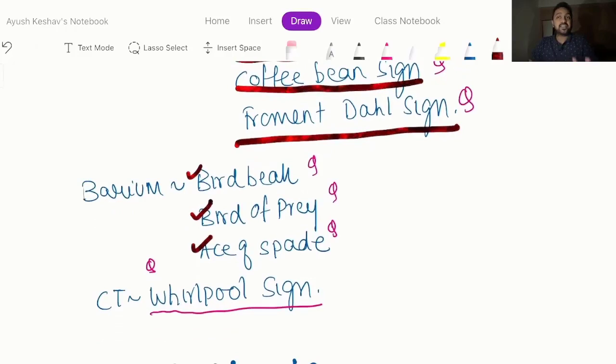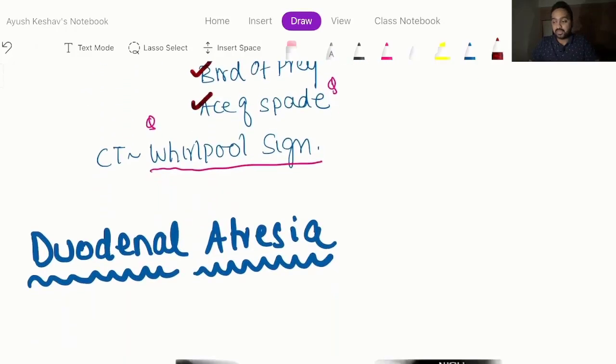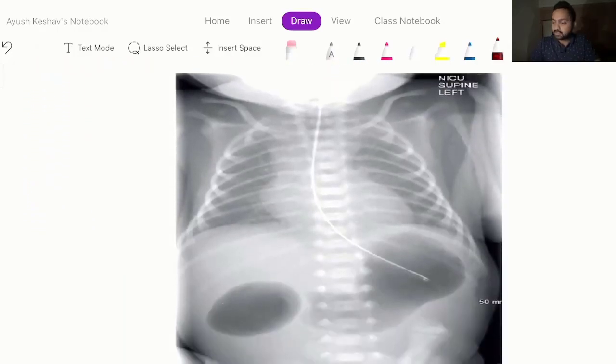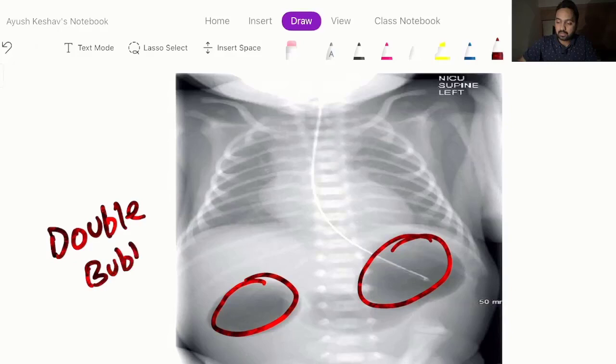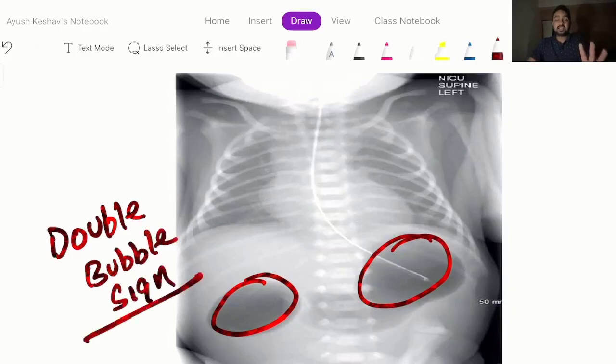Then another question that is frequently asked is regarding duodenal atresia. Over there you will be able to see the double bubble sign. So these are a few of the classical images from pediatric GI surgery that are commonly asked in your exam.